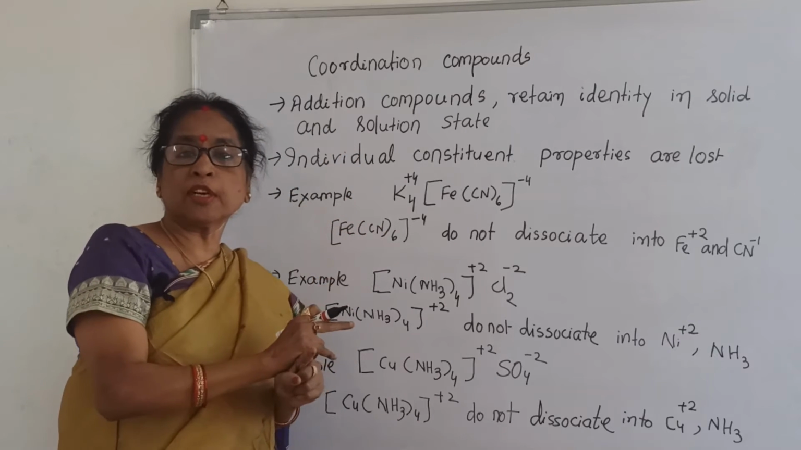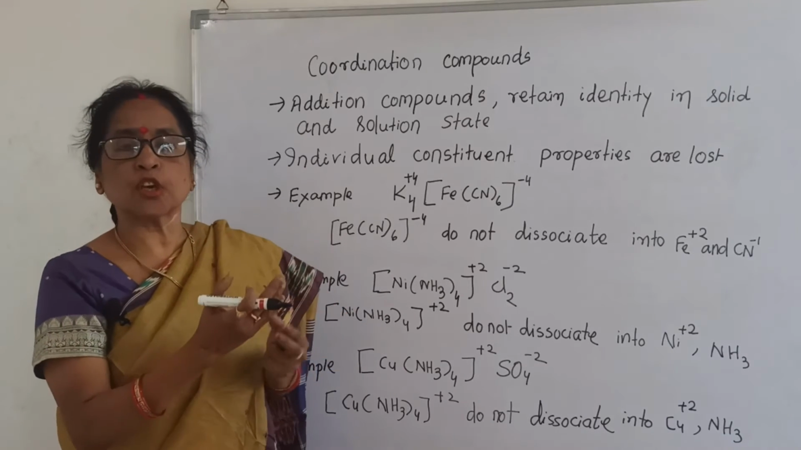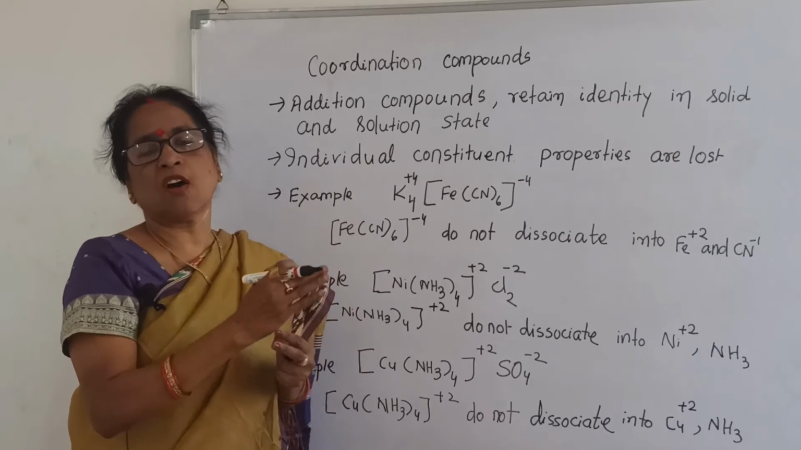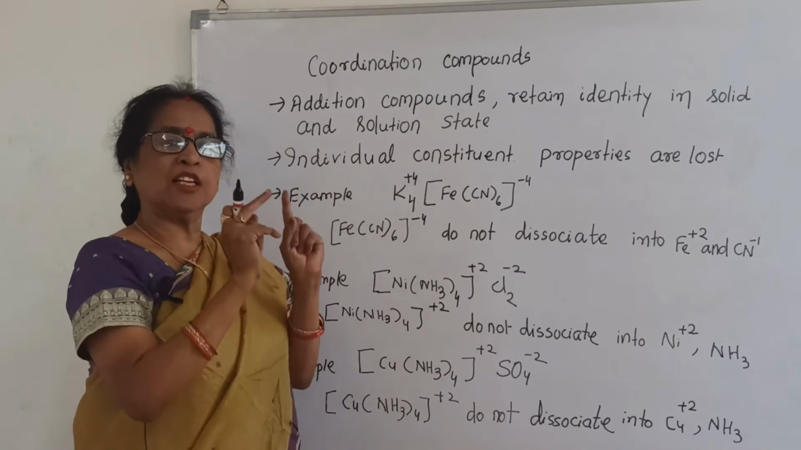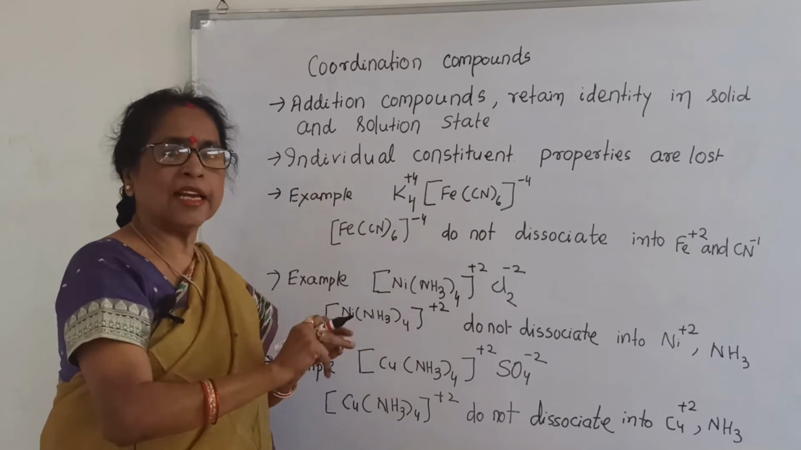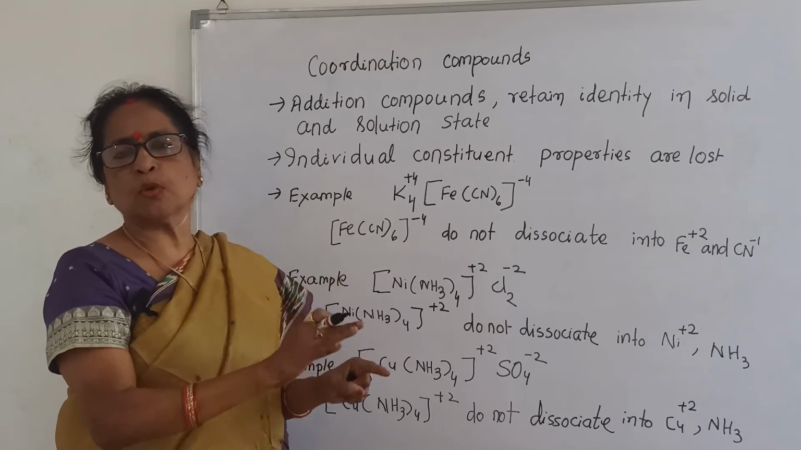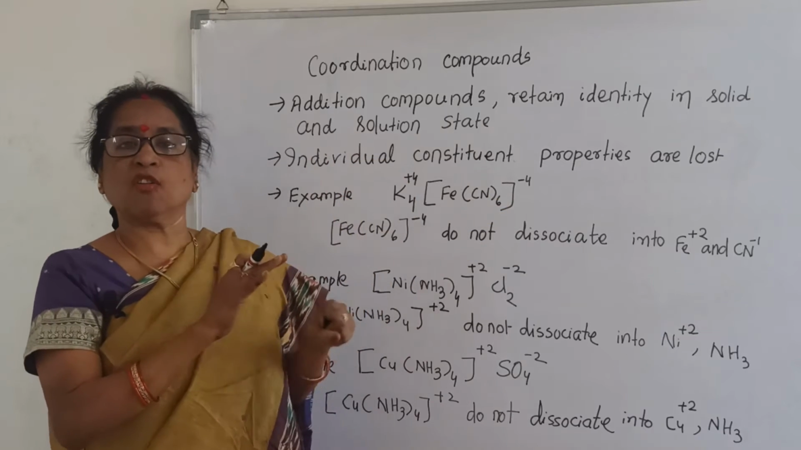And in a double salt, what happened? Every constituent ion is free in solution, and then you can do any basic radical or acid radical test. But here the complex ion is one, and whatever basic radical or acid radical is present inside it never shows its properties. The character and the properties are lost.